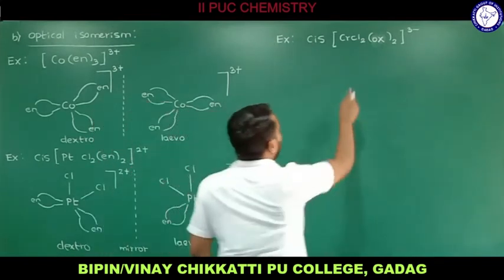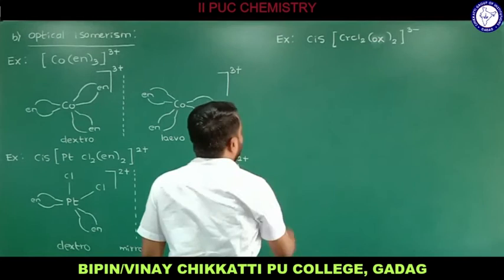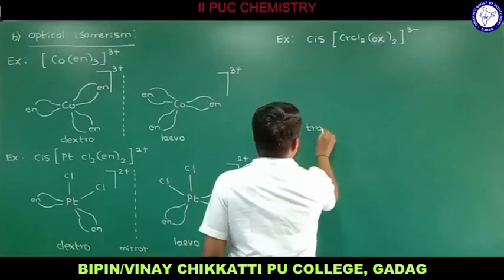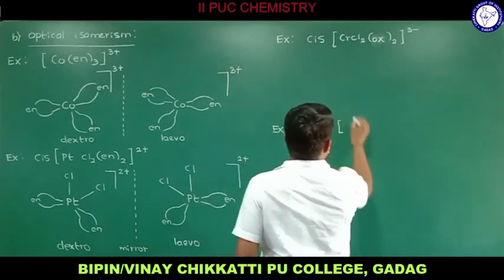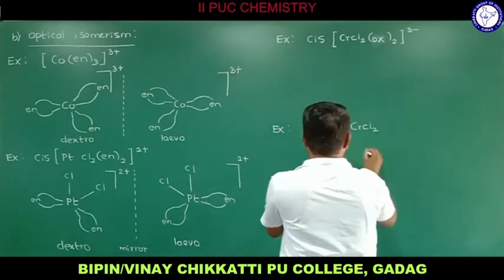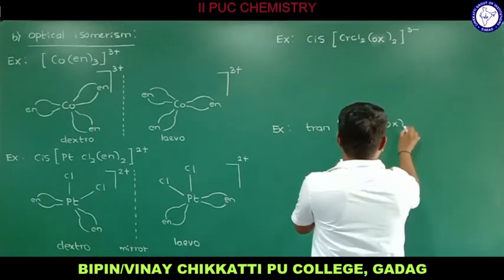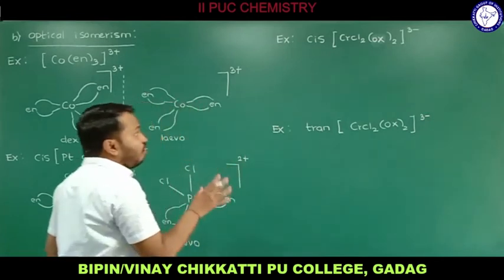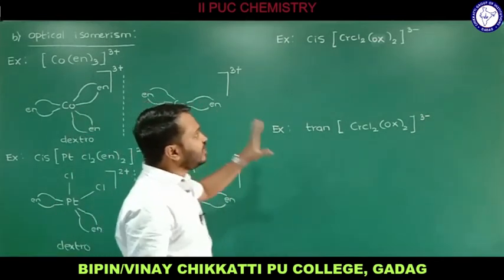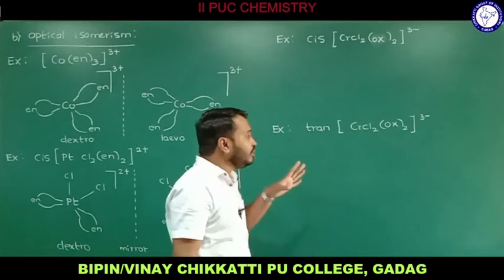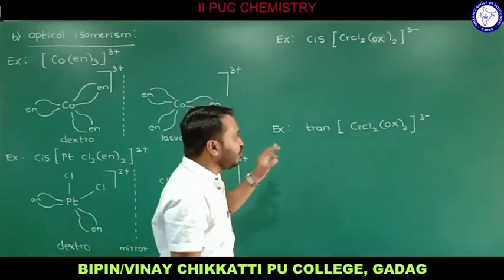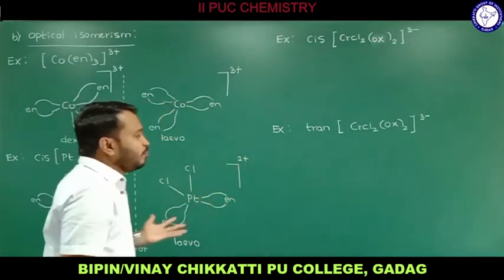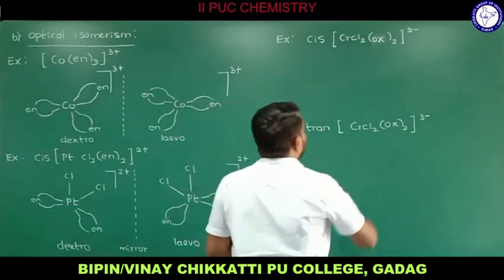So we'll see how the cis isomer of this can be drawn. So let me write one more of the same kind, because I explain both together. The trans isomer of the same compound, that will be CrCl2 and OX twice, and the charge would be 3 minus. So both coordination compounds are the same, CrCl2 OX twice with 3 minus charge, but one is cis and one is trans. So let me draw the structure and see which one is optical isomerism and which one is not. So now let me draw here.